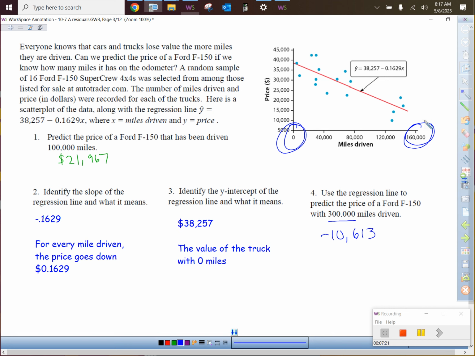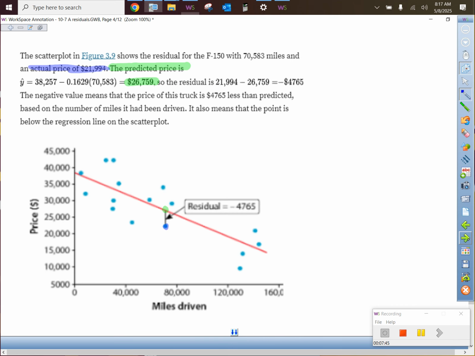Because 300,000 is an extrapolation. That data is too far off for this model, right? Just like Dak Prescott's salary, it's like, whoa, bro, 2024 was way after the data that we looked at. So that is an extrapolation, right? So, cool. Then let's go with the residual. Is that what's next? Okay, cool.